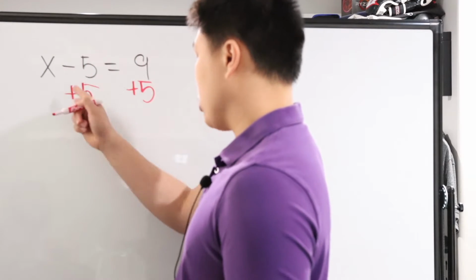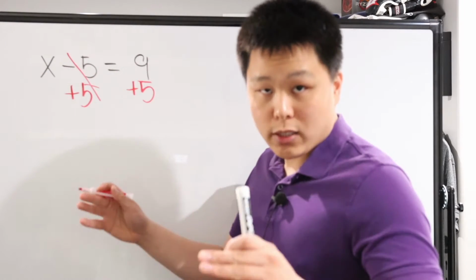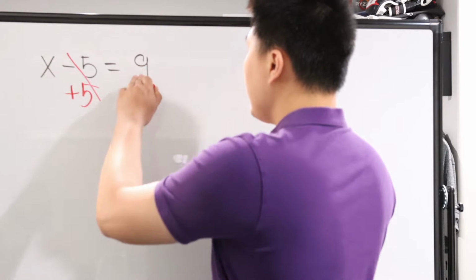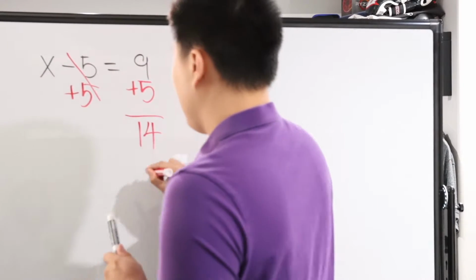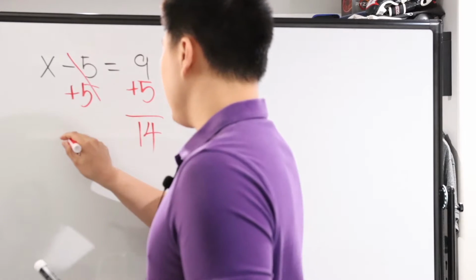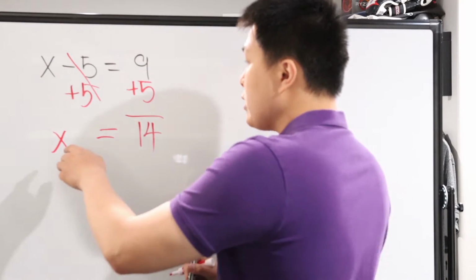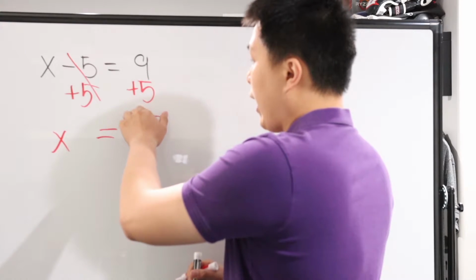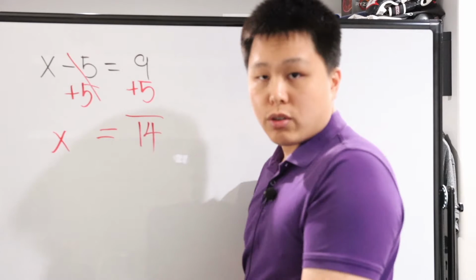Negative 5 plus 5 cancels out, becomes 0. That's why it's canceled out. 9 plus 5, in this case, is just 14. We still have our x. We didn't do anything with the x, and we can still bring our equal sign down. So, in this case, we got rid of the 5, added it on the other side, and now we have x equals 14, and that is our answer for this problem.